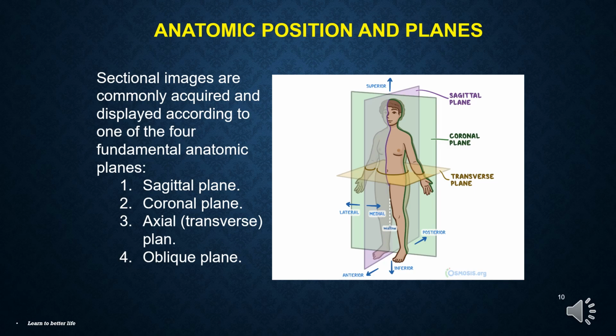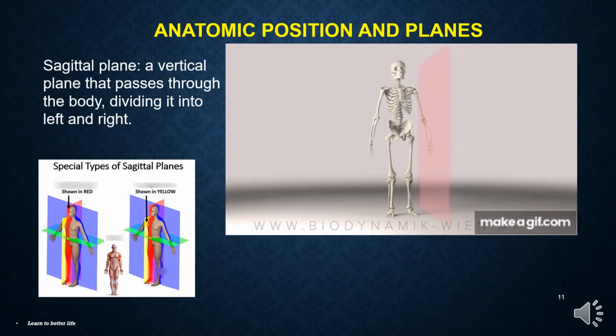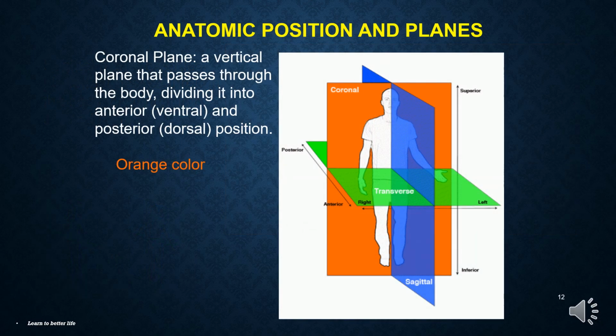Sectional images are commonly acquired and displayed according to one of the four fundamental anatomic planes: sagittal plane, coronal plane, axial, transverse, plane, and oblique plane. The sagittal plane is a vertical plane that passes through the body, dividing it into left and right. Coronal plane is a vertical plane that passes through the body, dividing it into anterior, ventral, and posterior, dorsal, positions. You can say it's dividing from front to back and vice versa.